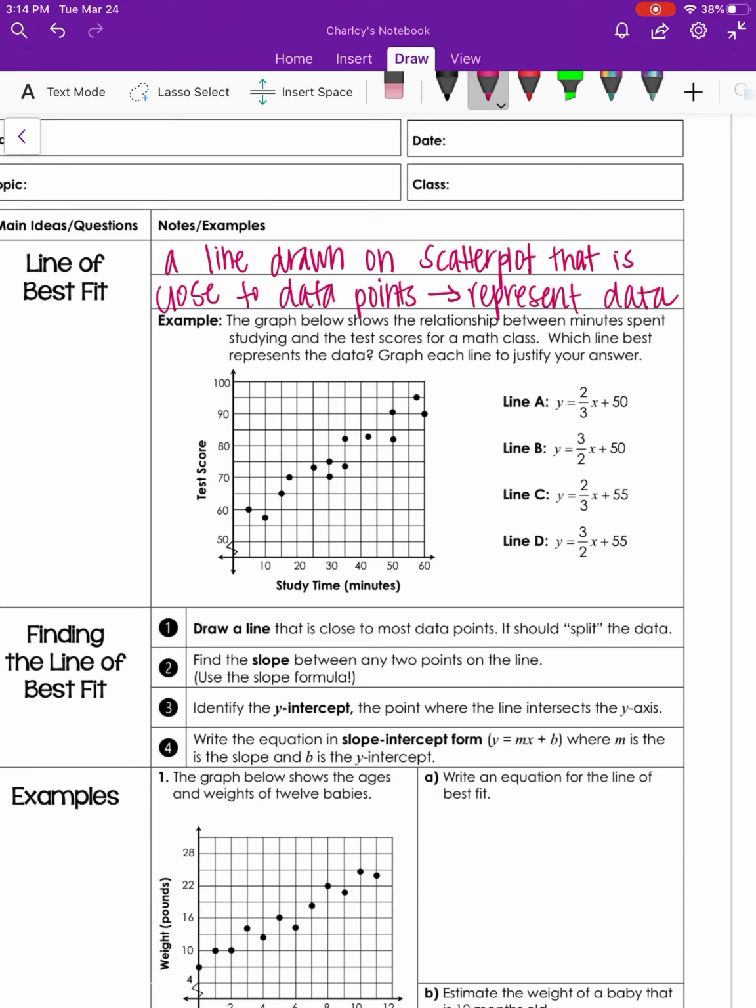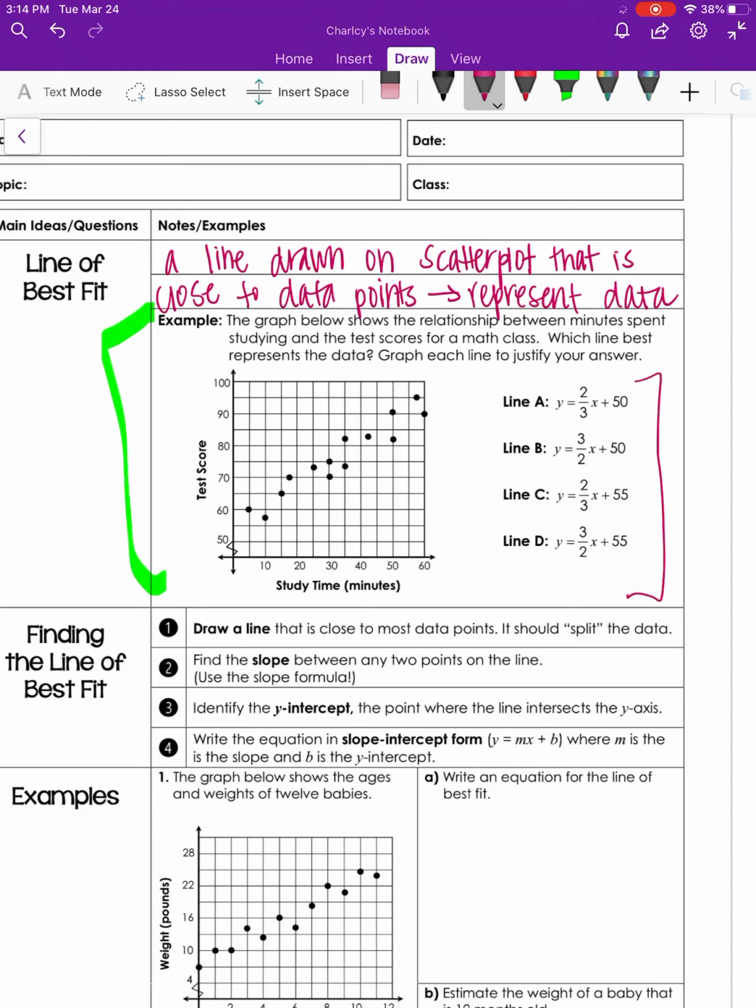All right, so here in this first example, I'm not going to take a very long time, because what it's wanting you to do is, I'll just read it. It says the graph below shows the relationship between minutes spent studying and the test scores for a math class. Which line best represents the data? Graph each line to justify your answer. So it wants you to graph each of them and tell which one would represent a line of best fit better. It wants you to ask yourself which one goes through or represents all the data points the best.